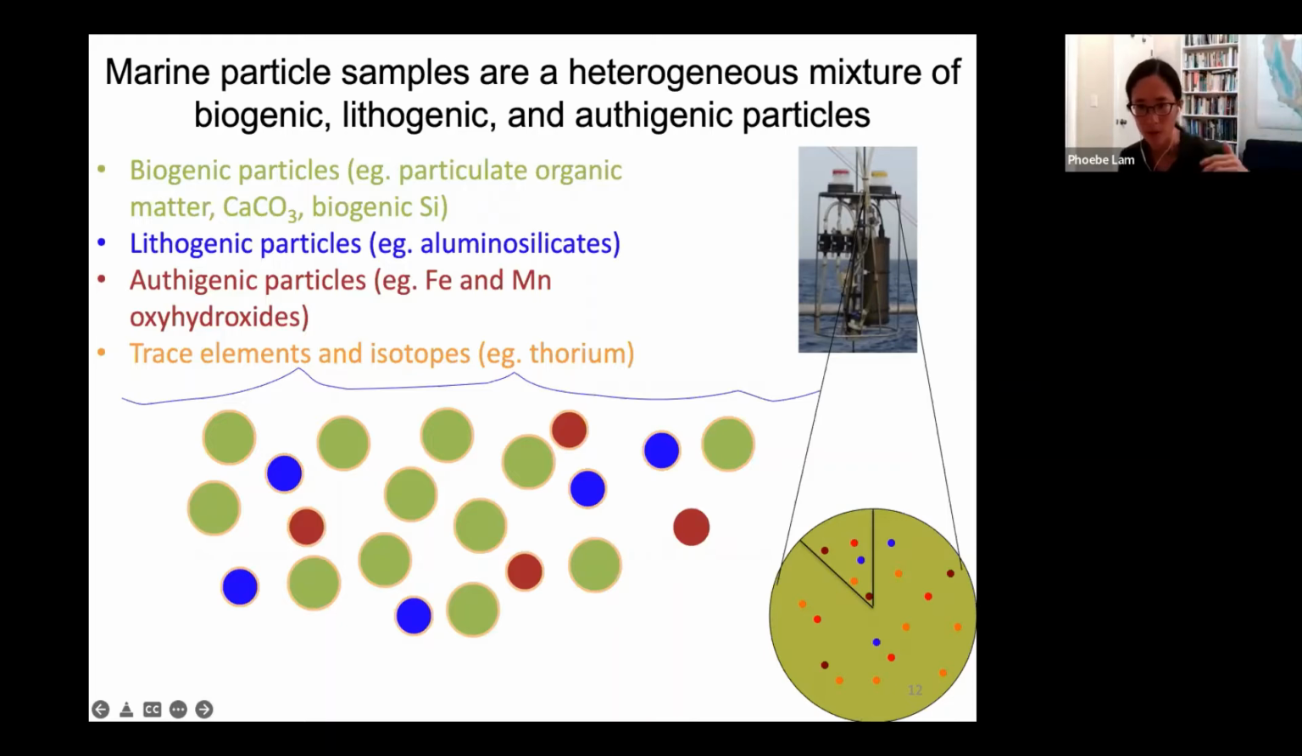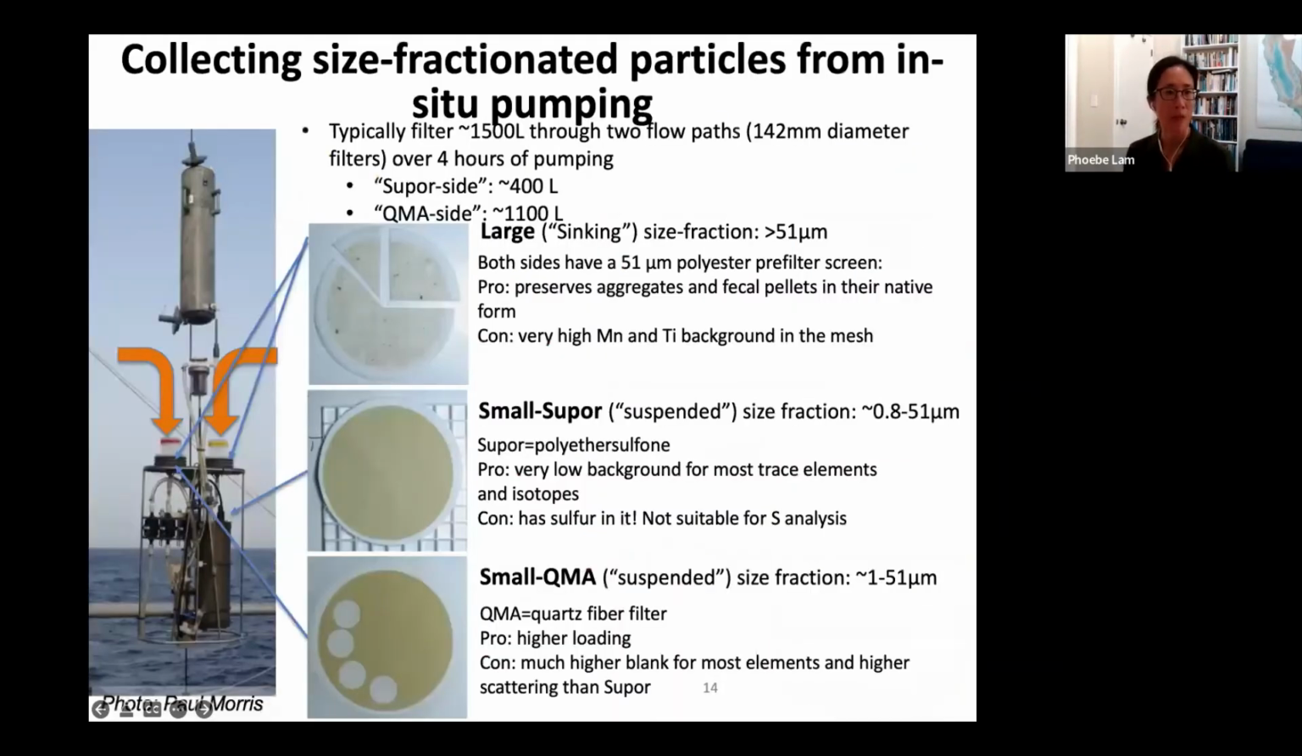This pump is hung on a wire and it's battery operated. There's a motor and it pulls seawater through these filter holders. And we pump for about 4 hours. We get about 1,500 liters of seawater through these filters, through these 2 flow paths.